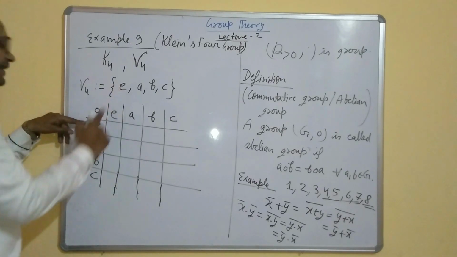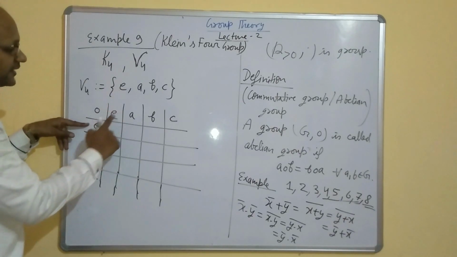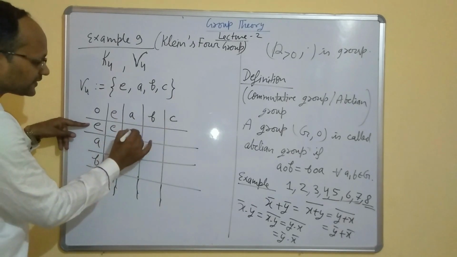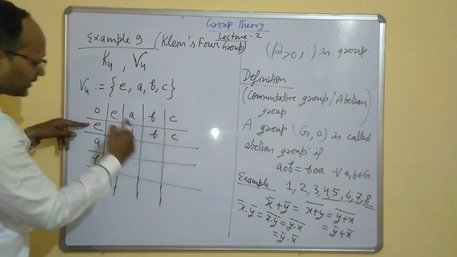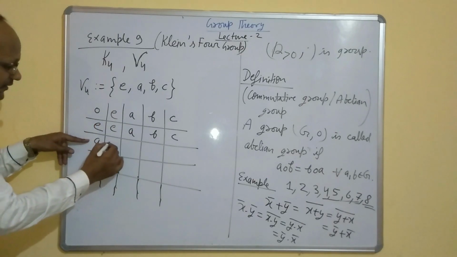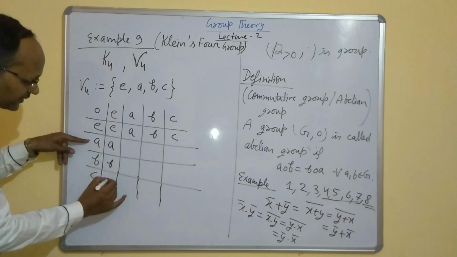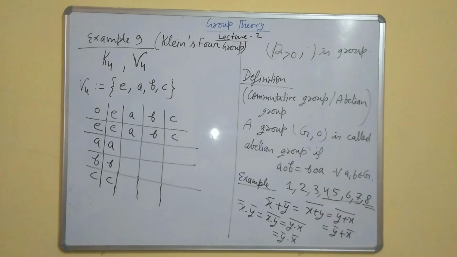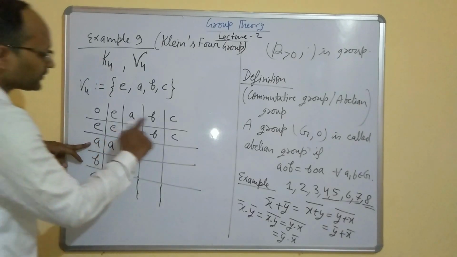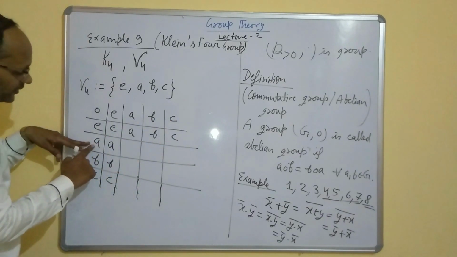So E will work here as the identity element. When you compose E with any element, you will get the same element. So this is E, A, B, C, and here it means E from the right side. If you compose, then again you will get the same element. And now how will A, B, C be multiplied?